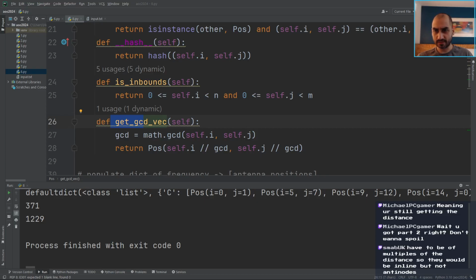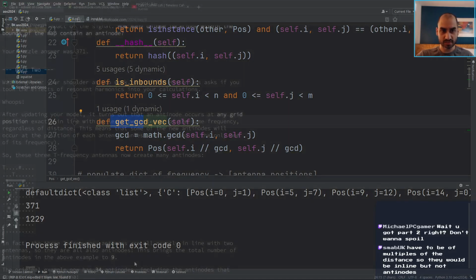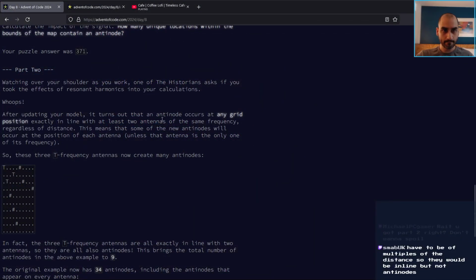Have to be multiples of the distance. They would be in line, but not antinodes. But the way I've coded it, they would be. Wouldn't they? Also, it doesn't say anything about having to be multiples of distance. It just says they have to be in line. Any grid position exactly in line, regardless of distance. So it actually says regardless of distance, not multiples of distance.